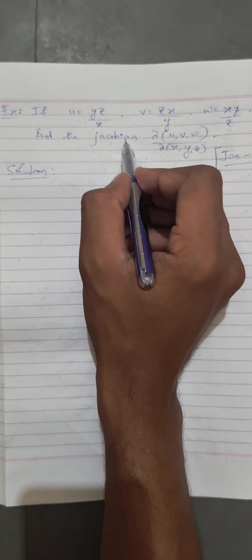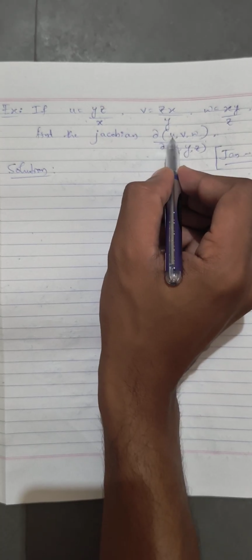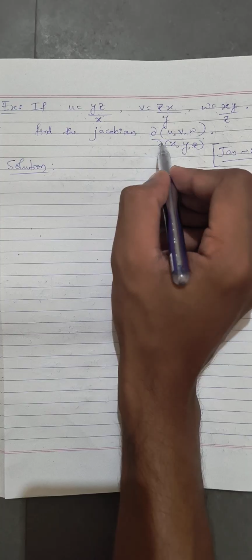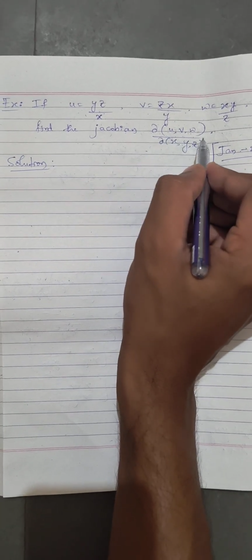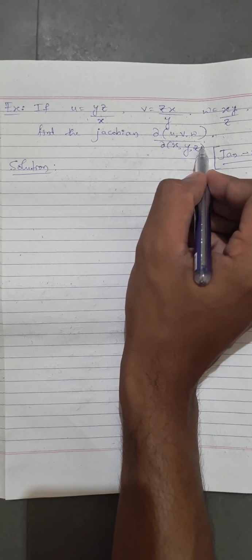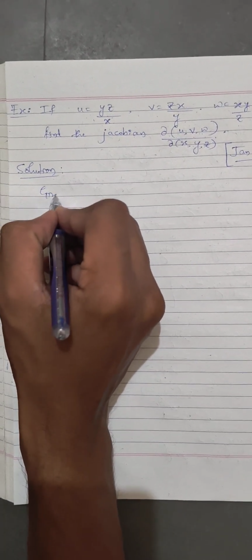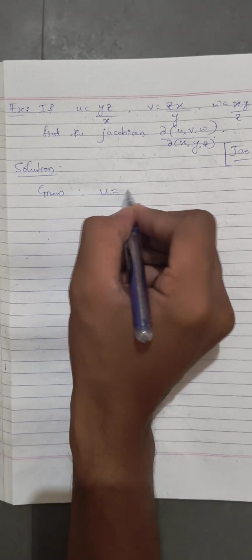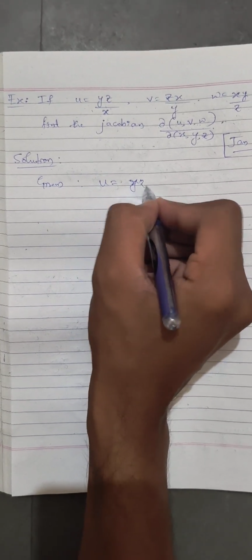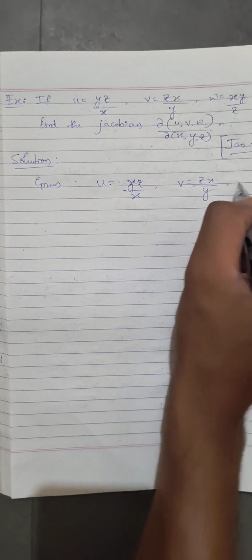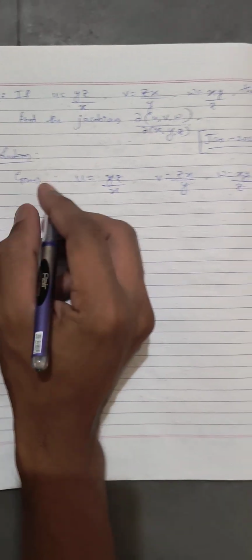This is what the Jacobian is, that is del of uvw divided by del of xyz. This means we have to find the Jacobian of uvw with respect to xyz. So see the solution. Write the given first. Given u is equal to yz divided by x, v is equal to zx divided by y, w is equal to xy divided by z. So this is what is given to you.